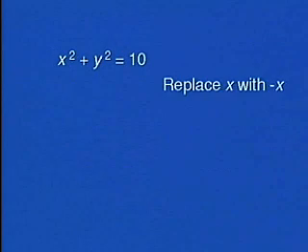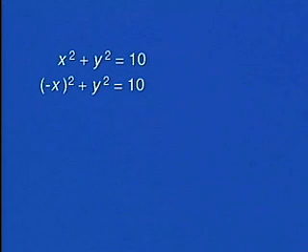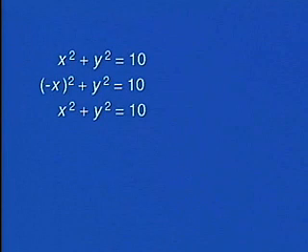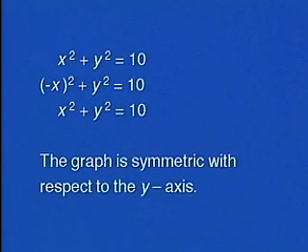Now, let's replace x with negative x. We're going to check for symmetry about the y-axis. When we do that, we get the quantity negative x squared plus y squared is equal to 10, which yields x squared plus y squared is equal to 10. So again, the graph is symmetric with respect to the y-axis.